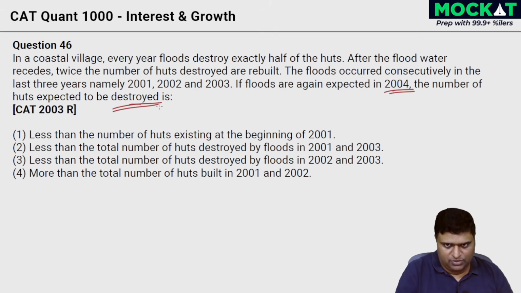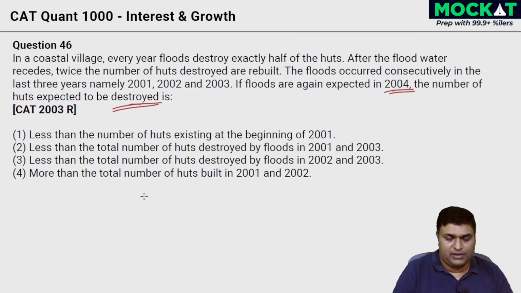So you had a certain number of huts, then there's destroyed, then there's rebuilding, and then you have final number of huts, which becomes the beginning for the next year. And that process continues. There are no absolute values here. Everything is in relative terms. We need to check which of these is true. So we need to assume a value and start.